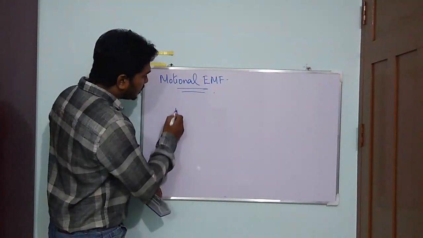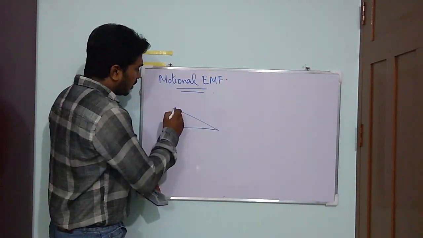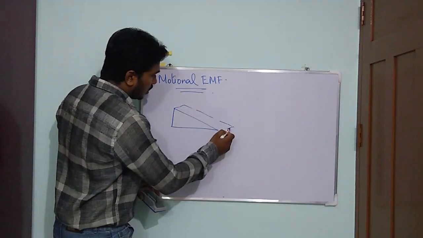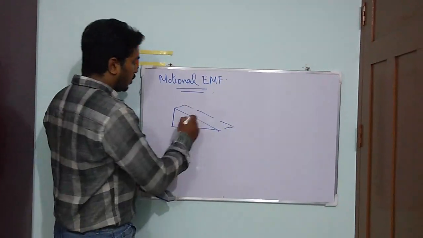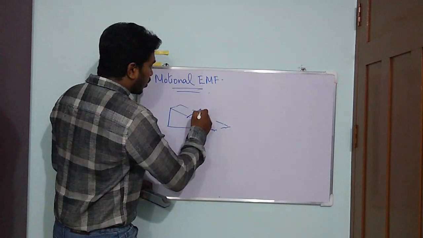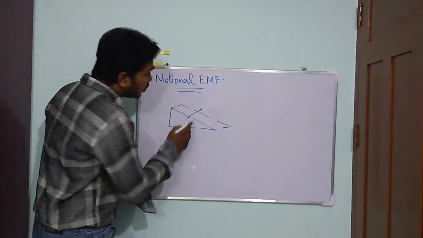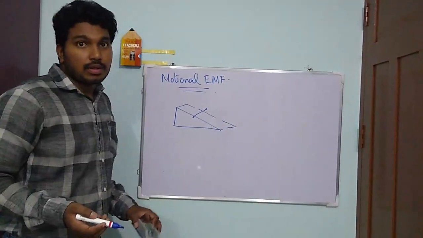Now another example is, suppose I have an inclined plane. I'm actually trying to draw a three-dimensional figure, may not be very accurate. Now there is a rod here. This rod is moving down the inclined plane.